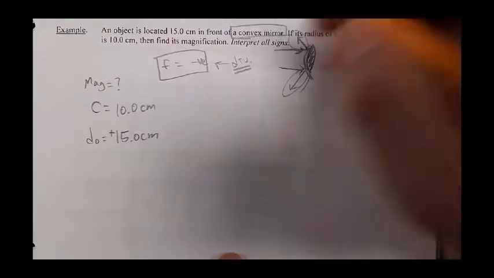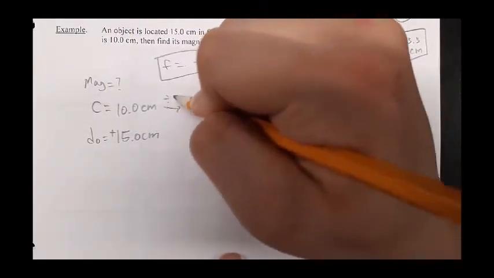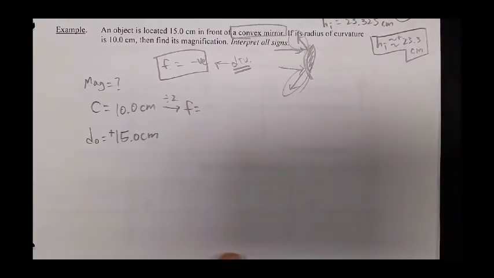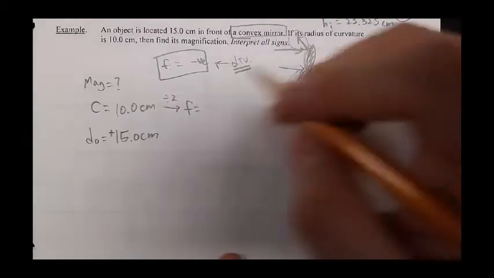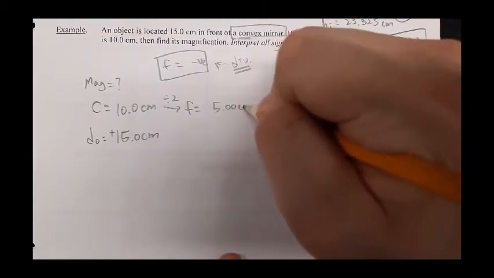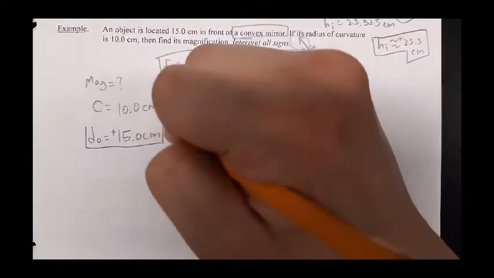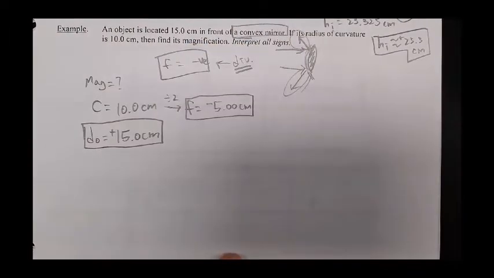Now remember, if I divide C by 2, then you have focal length. Radius of curvature is always double the distance of focal length. So it is 5.00 centimeter. Don't forget your negative sign. Negative 5 is what you need to put. And DO is positive 15. So we have everything given. Now, how can I use the whole clue?